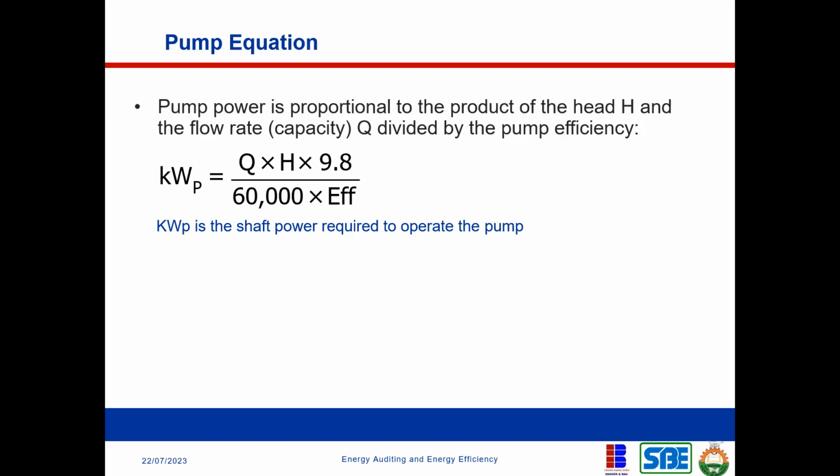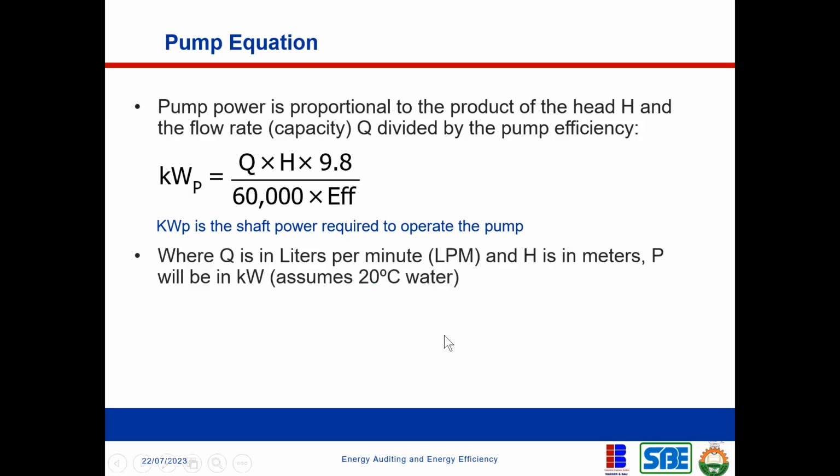So there could be changes. The shaft output could have deteriorated before it gets into the pump. Before it forms the kilowatt P, there might have been changes. Okay. So kilowatt P is the shaft power required to operate the pump. And this is the equation to calculate that. So the Q here is the liters per minute, and the H is the meters, the height you're pumping, and P will be the kilowatts of the pump.